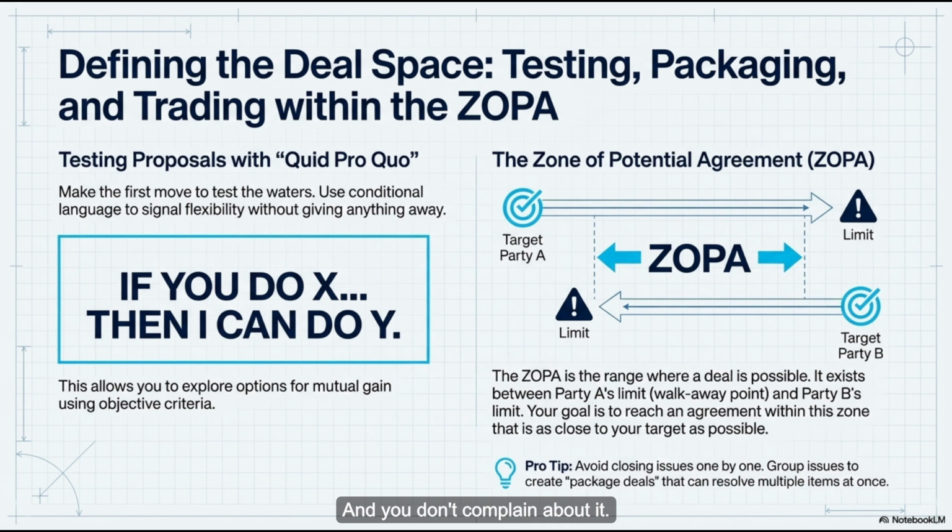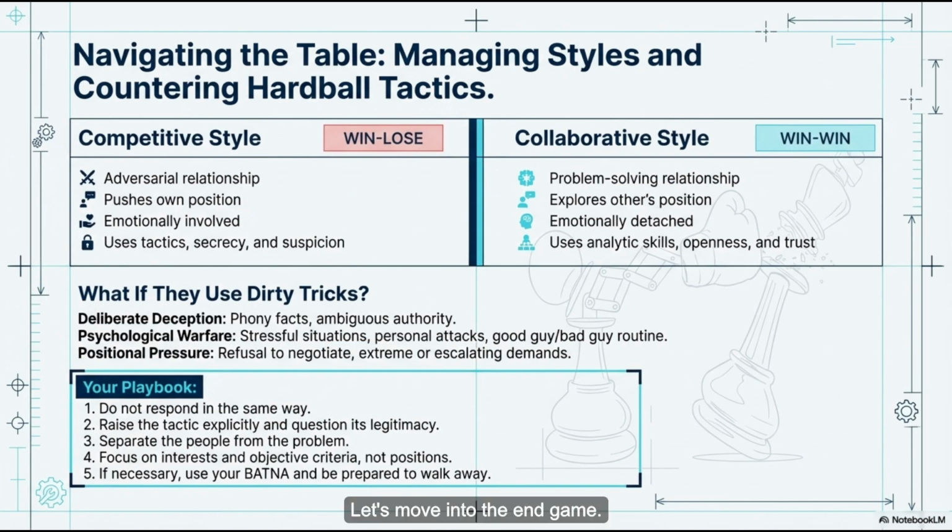You ask questions about the basis for it. And you don't complain about it. You propose a remedy. This is where that wish list comes in handy, I bet. Perfect opportunity. You can trade one of your small secondary issues for something they see as a big win. Let's move into the end game.